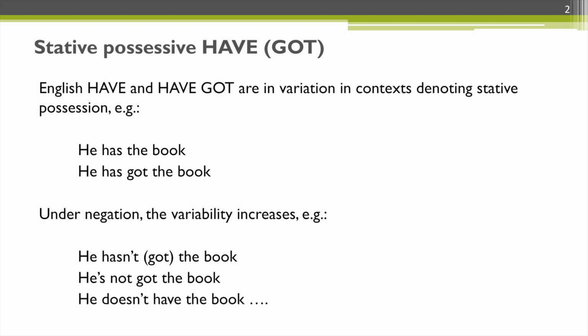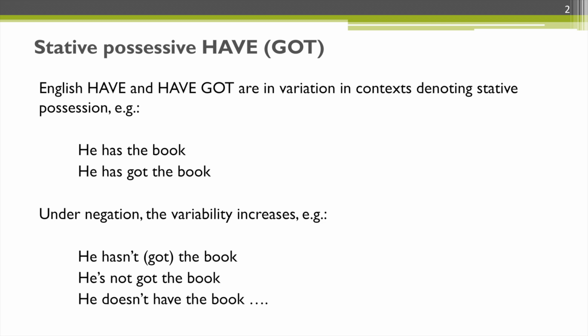So just to give you a flavour of what I'm looking at here, if we have a negated verb phrase, we can say, for instance, he hasn't the book. If you're having a contracted hasn't there, you can have hasn't got. You can instead contract the auxiliary to he's not got, or you can use do support and have he doesn't have the book.